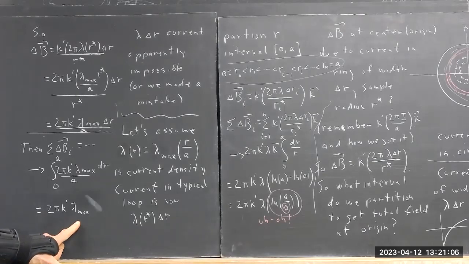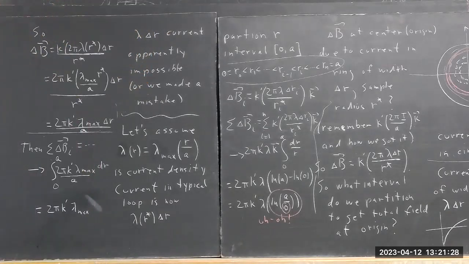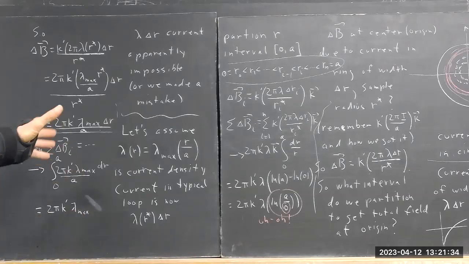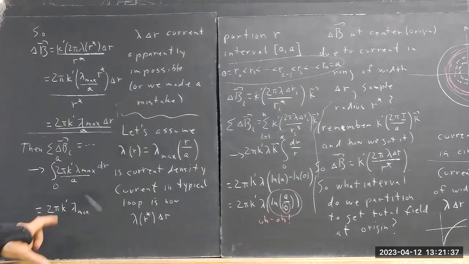The lambda max is going to be in amps per meter. This is in Tesla meters per amp. First of all, Tesla. Unless I had it wrong, it pretty much has to be, if the symbols are right. Okay, well, this means it doesn't matter how big the disk is. You end up with the same result for the magnetic field.